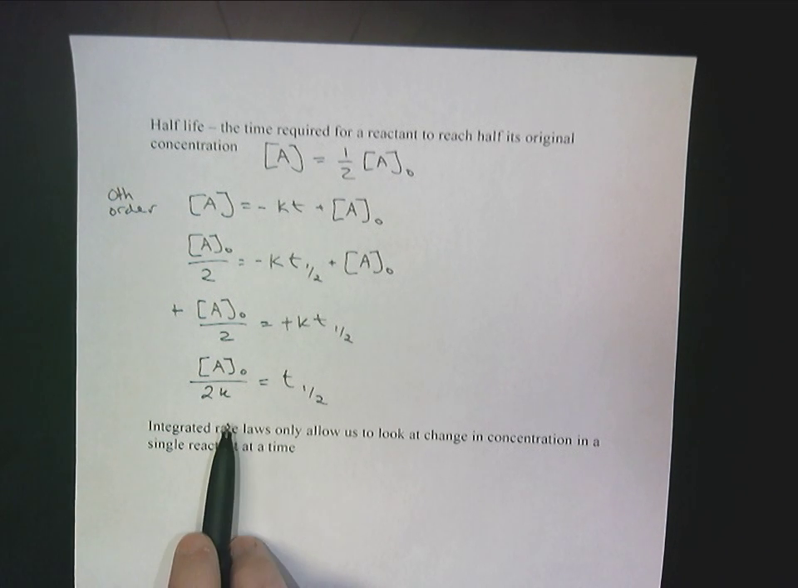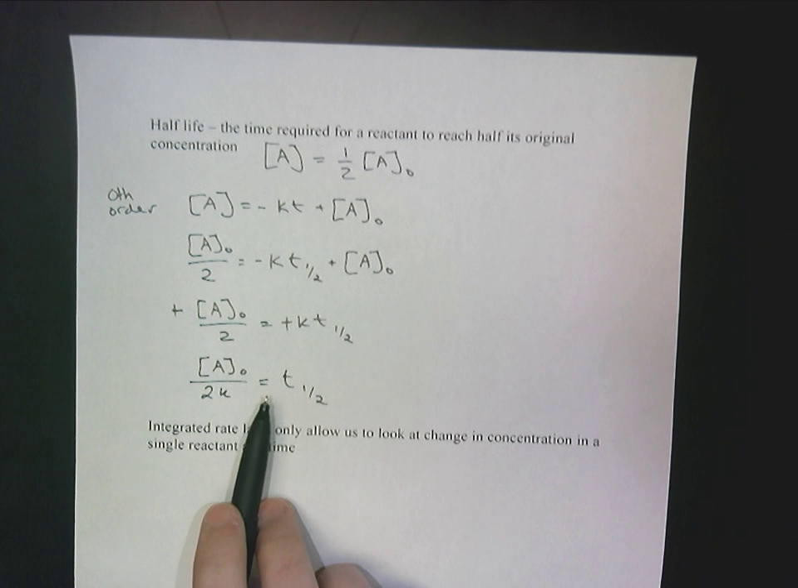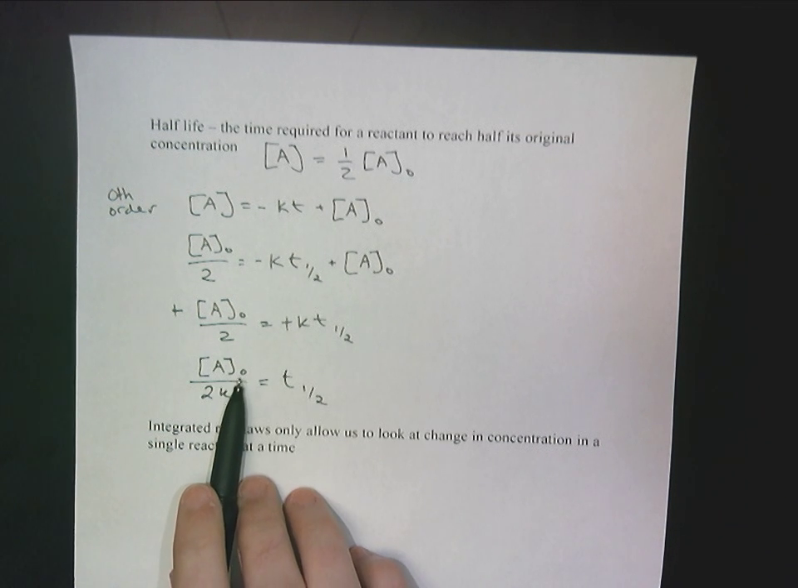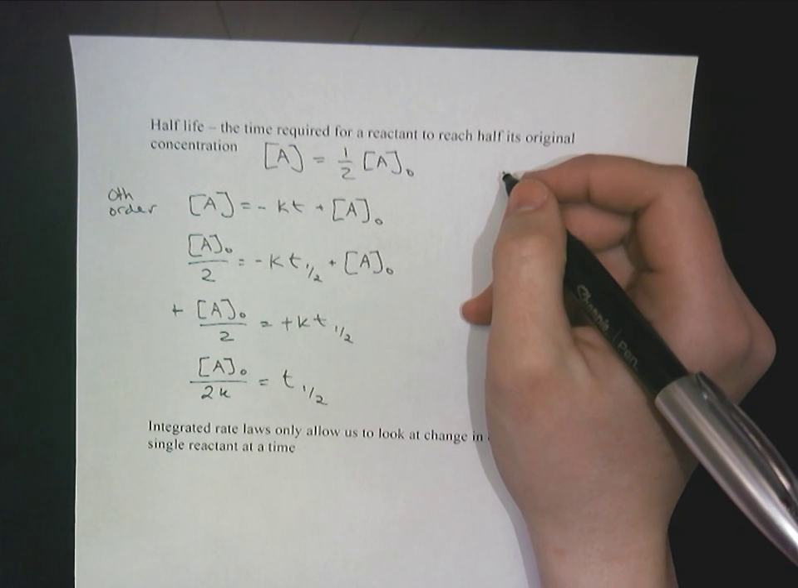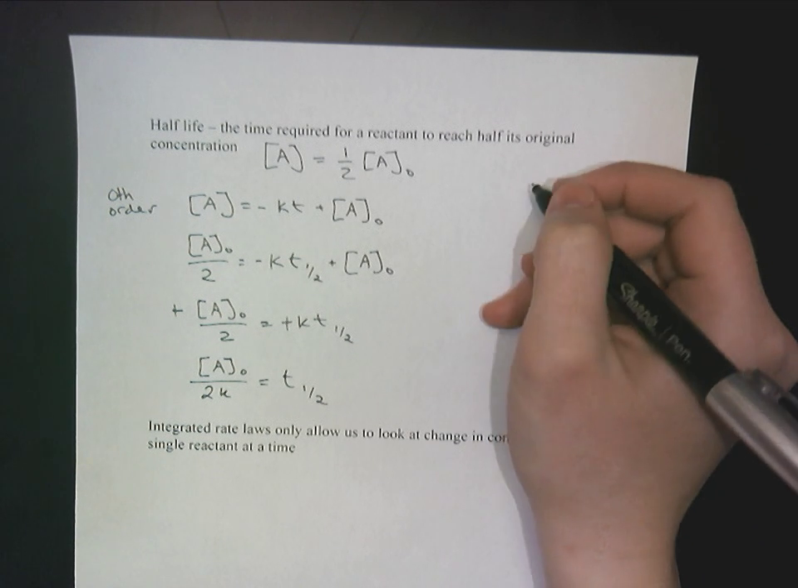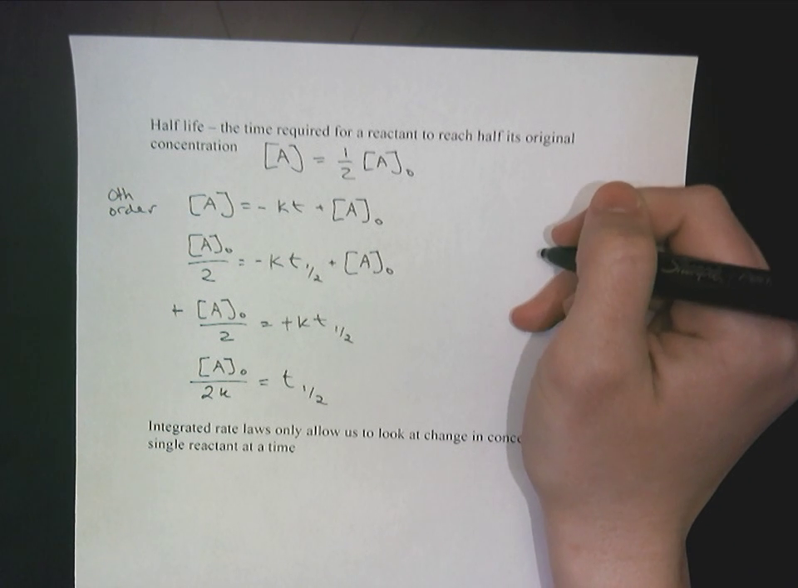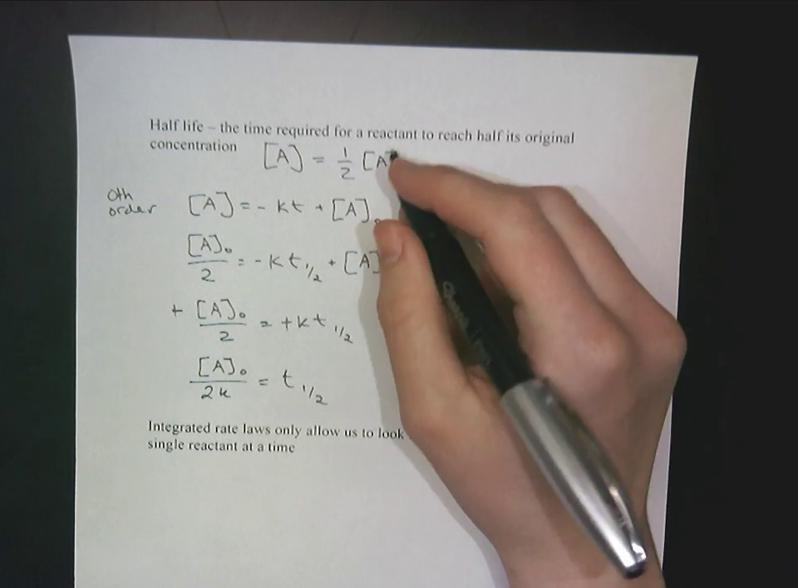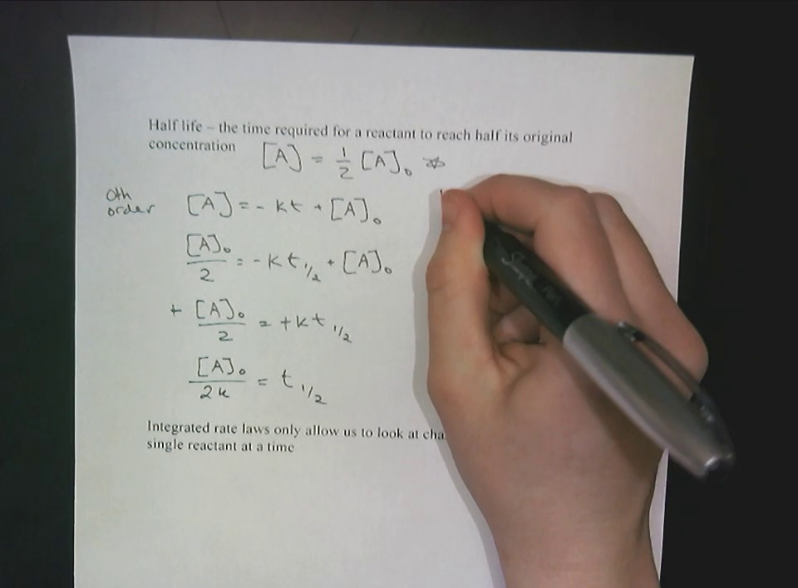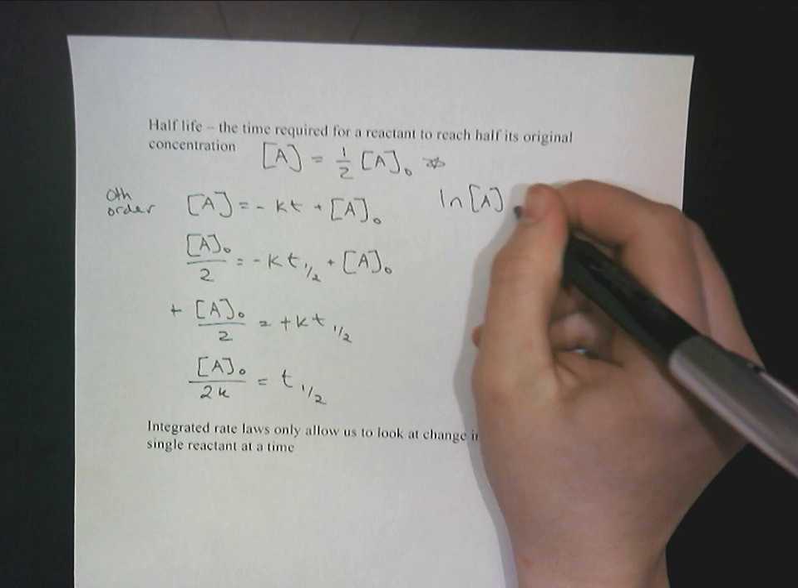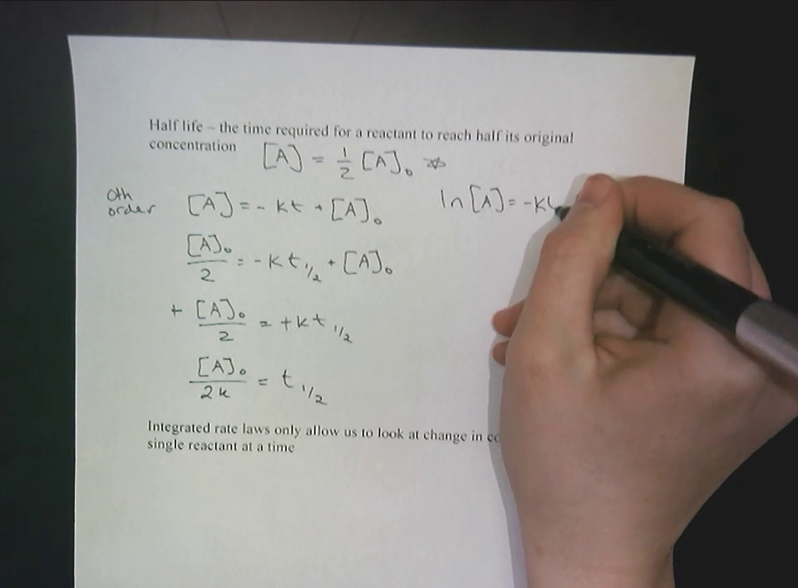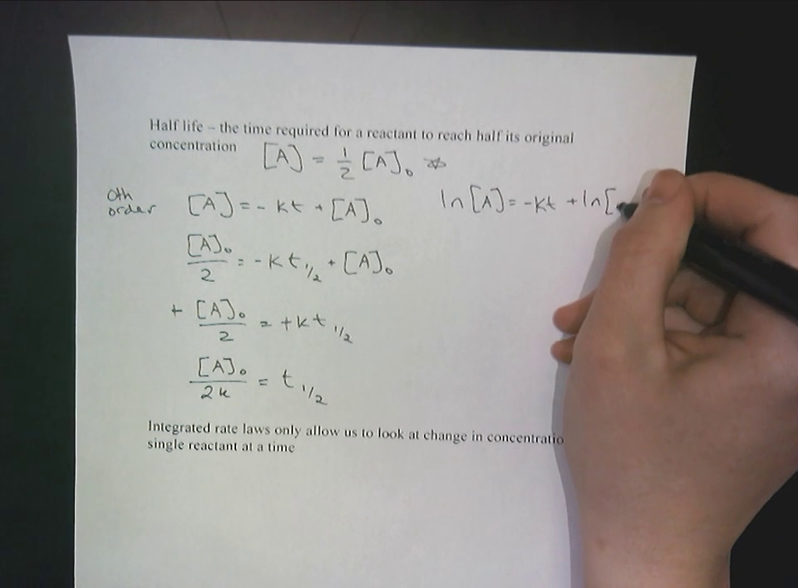The thing to note here is that the half-life of a 0-order reaction is dependent on the initial concentration of the reactant. This is not the same for first order. So first order ends up solving out, and you can prove it to yourself if you want by using this relationship up here, the natural log of A equals negative kt plus the natural log of A0.